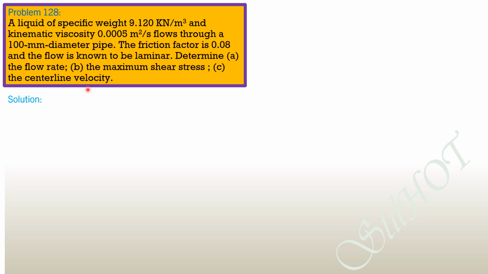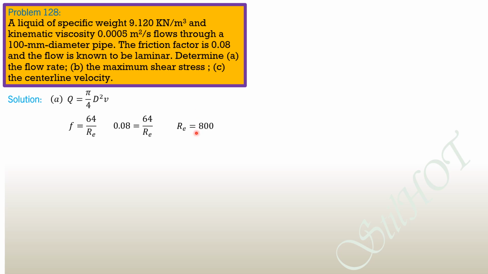So for our solution, discharge or flow rate is pi over 4 diameter squared times mean velocity. So we need to know the mean velocity of flow. Because friction factor is 0.08 and it is known to be laminar, friction factor for laminar flow is 64 over Reynolds number. And from here, we can compute the Reynolds number. So 0.08 equals 64 over Reynolds number. So that means Reynolds number is 800, which is less than 2000. So that proves that the flow is really laminar.